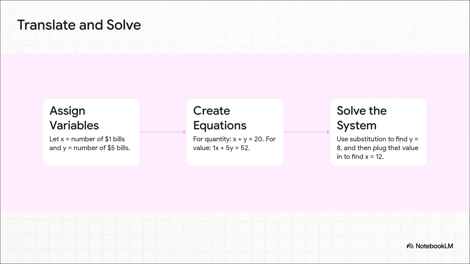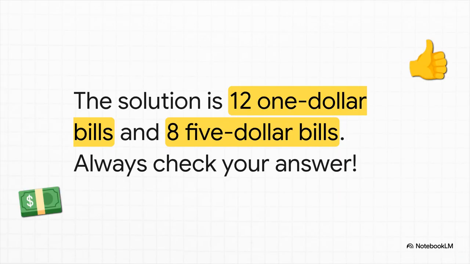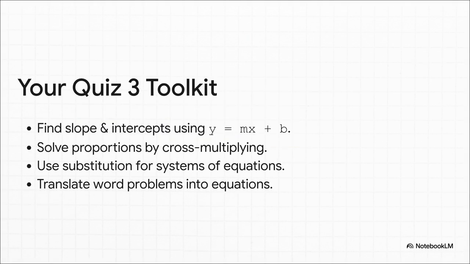And hey, look at that. It's a system of equations, just like we did in the last problem. We can use that exact same substitution method to find out that y is 8 and x is 12. So our final answer is 12 $1 bills and 8 $5 bills. You know, it's always a good idea to just quickly check. Do we have 20 bills? Yep, 12 plus 8 is 20. Is the value $52? Well, $12 plus 8 times 5, that's 40, so 12 plus 40 is 52. Perfect, it works.